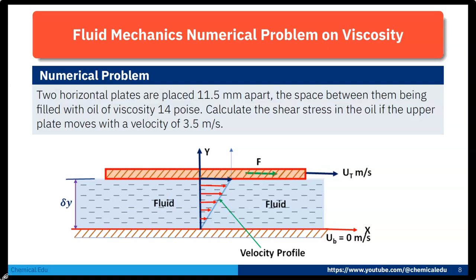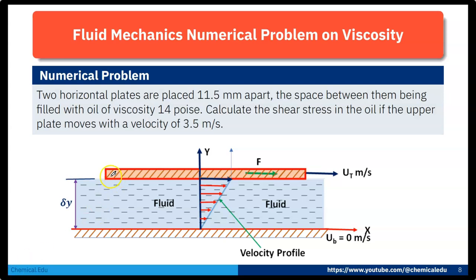Today I'll solve a fluid mechanics numerical problem on viscosity. Here is the numerical problem. Two horizontal plates are placed 11.5 mm apart. The space between them is filled with oil of viscosity 14 poise. Calculate the shear stress in the oil if the upper plate moves with a velocity of 3.5 meter per second.